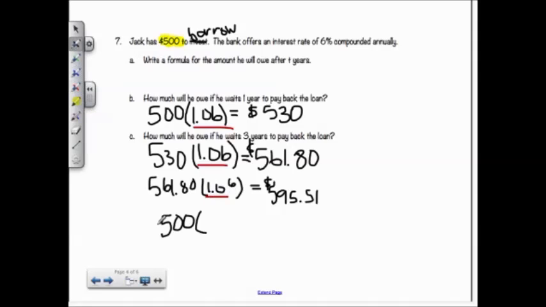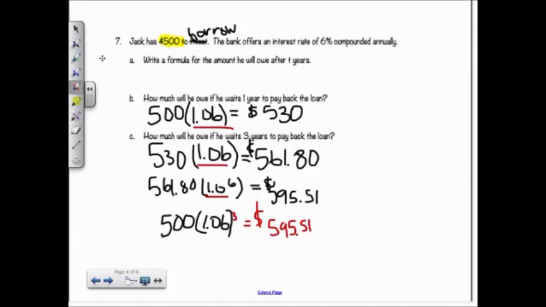So I'm going to multiply this by 1.06. It's going to be raised to the third power. So let's go ahead and figure out what that's going to be. And you should end up getting the same exact thing, which is $595.51. Okay, so we'll write down that that's what it is.